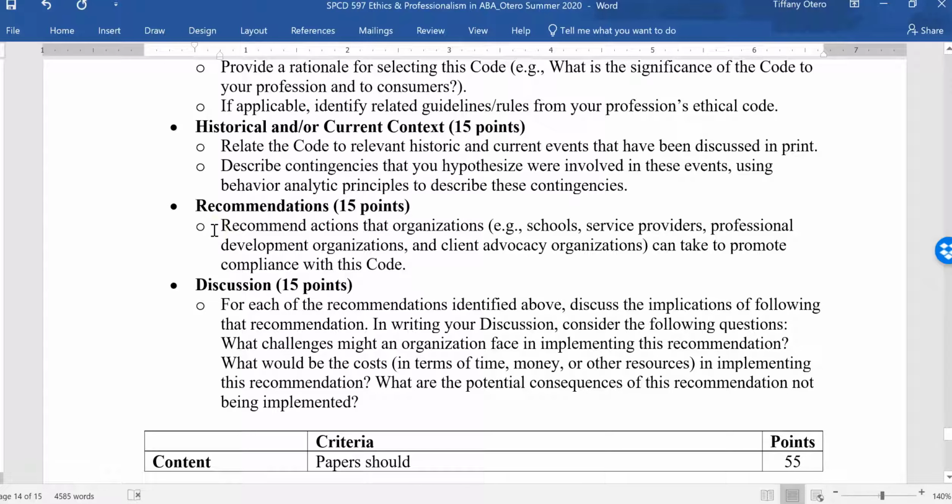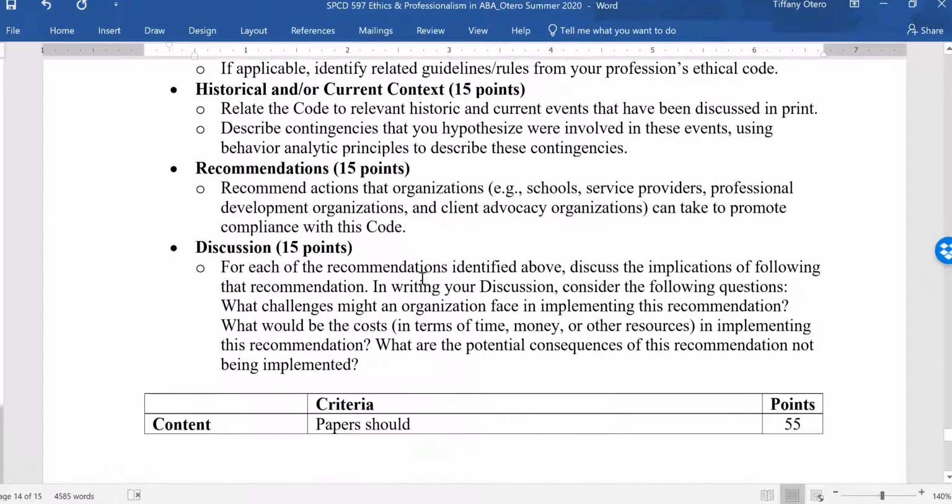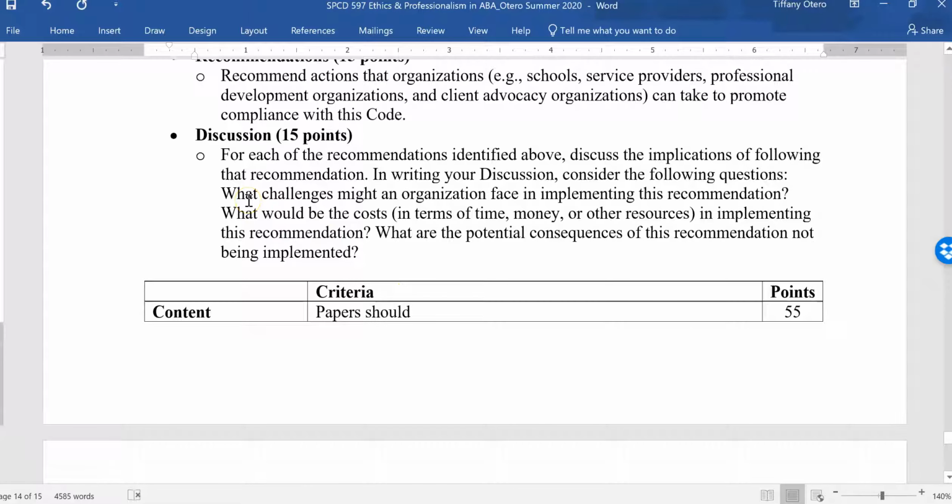Then I want you to provide a set of recommendations. So recommend actions that organizations can take to promote compliance with this code. And then finally, for each of the recommendations identified above, discuss the implications of following that recommendation. In writing your discussion, consider the following questions. What challenges might an organization face in implementing this recommendation?